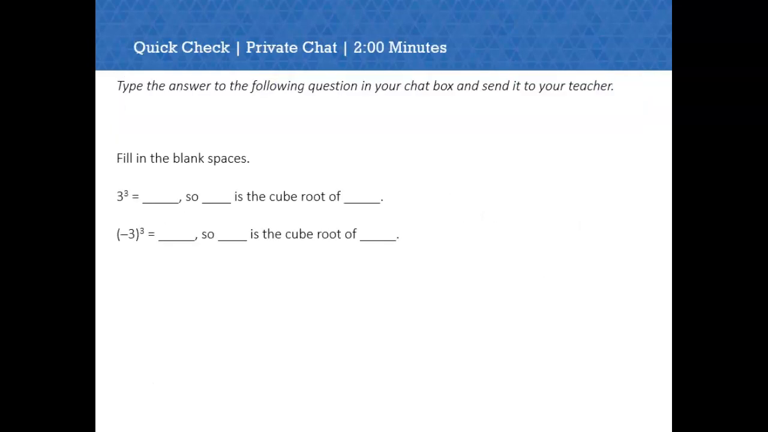Three cubed is 3 times 3 times 3, which is 27. So 3 is the cube root of 27. Negative 3 cubed, negative 3 times negative 3 times negative 3, is actually negative 27. So we can do cube roots of negative numbers. So negative 3 is the cube root of negative 27. So we're going to need to keep those negatives in mind.